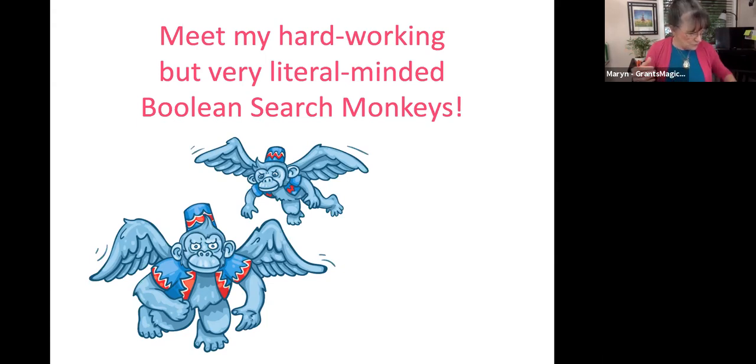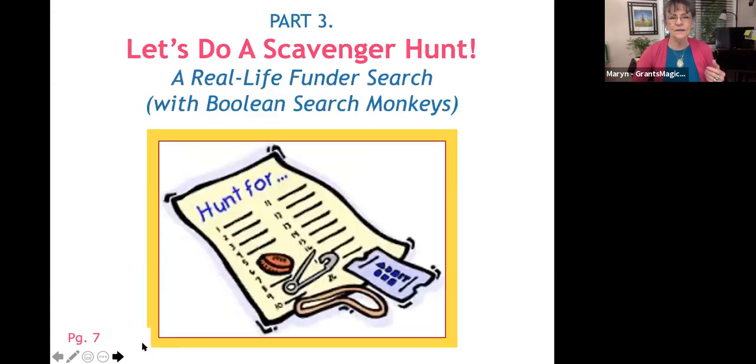And there's a preview in your book, if you've got it, I think it's on page 7, of the language rules for the Boolean search monkeys. Don't worry about them right now. We're going to be going over them live and in real time. So you can keep this image of the Boolean monkeys in your mind as we move forward. All right, so there they are. They are ready and waiting for you to send them out on a search, and they will bring you back anything you ask for if they can find it.